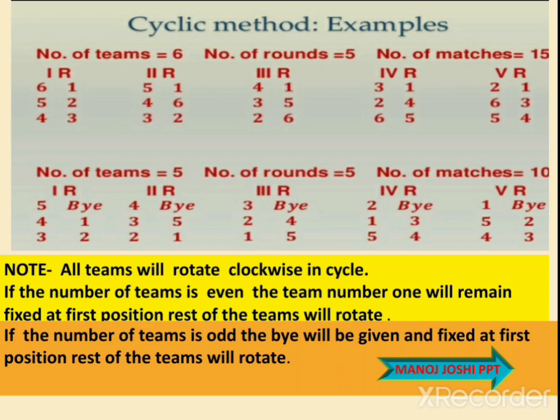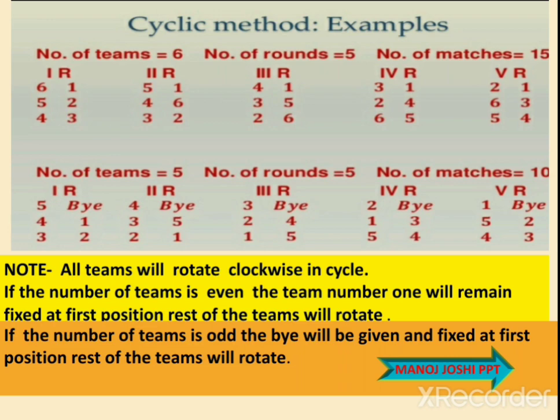So now 5 rounds are there. Again, if we rotate again, 2 will shift to the 3. So that will come the same as the first round. It will become like the first round. So this is already there. So there are only 5 rounds that we have calculated by the formula n minus 1. In case of an even number of teams in the cyclic method, there are only n minus 1 rounds.